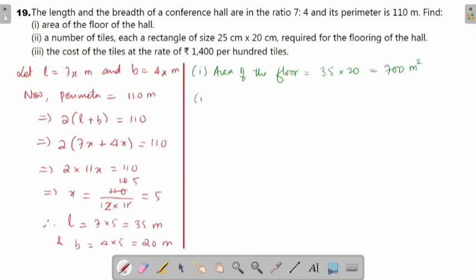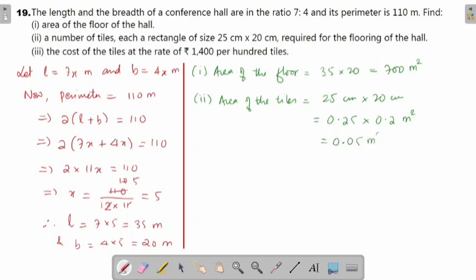Number 2, you have to find number of tiles, but for that what you need to do is you have to find area of the tiles, right? So area of the tiles, okay, so it is given to be 25 centimeter into 20 centimeter. This is the dimension, right? But we will convert this into meter, right? So we have 25 centimeters, 0.25 meter, and this becomes 0.2 meter. Okay, so multiply these two, you get 0.25 into 0.2 will be 0.05.